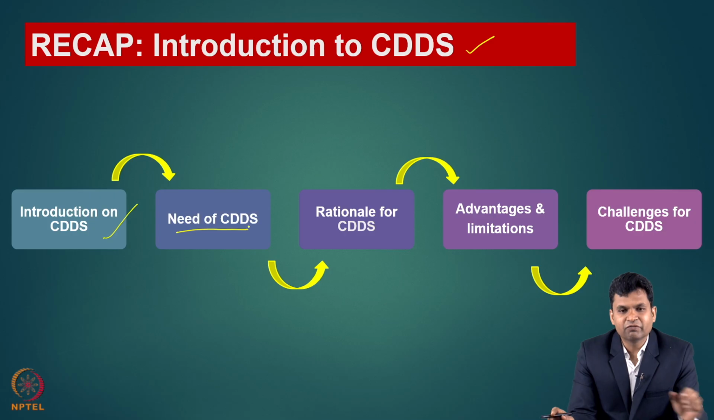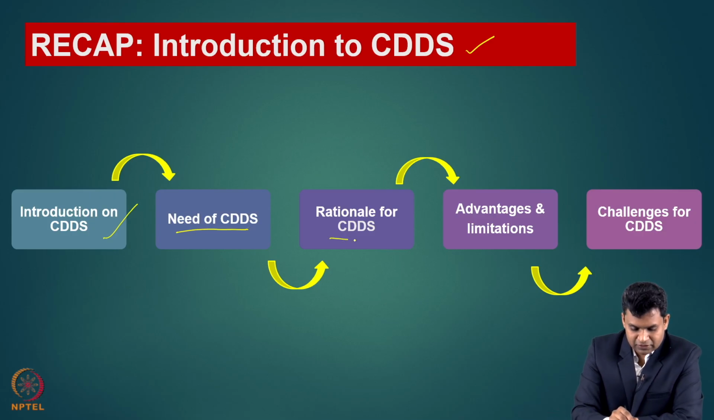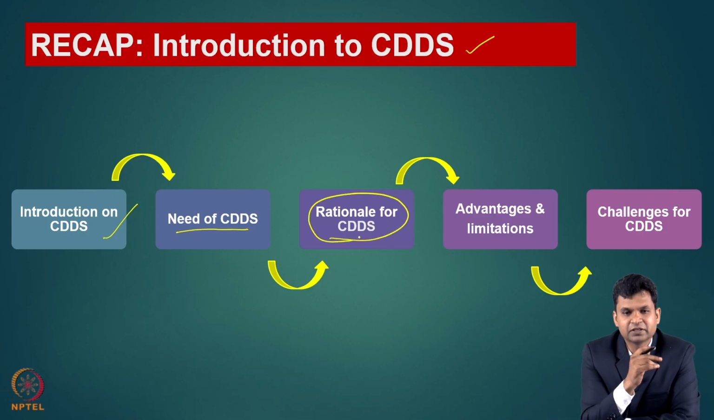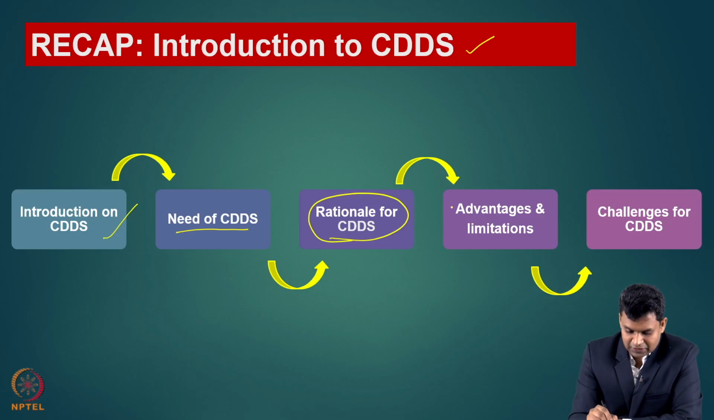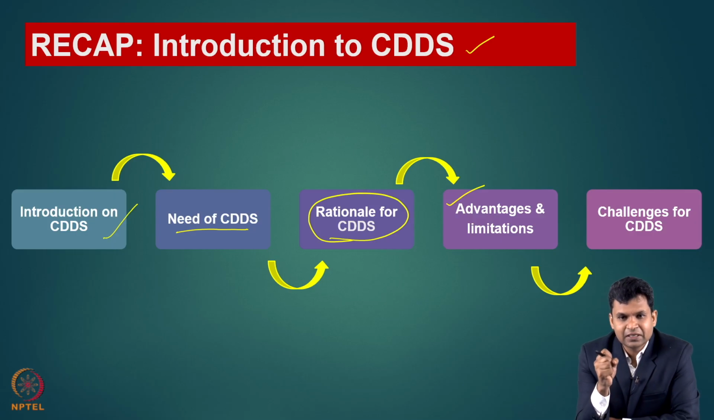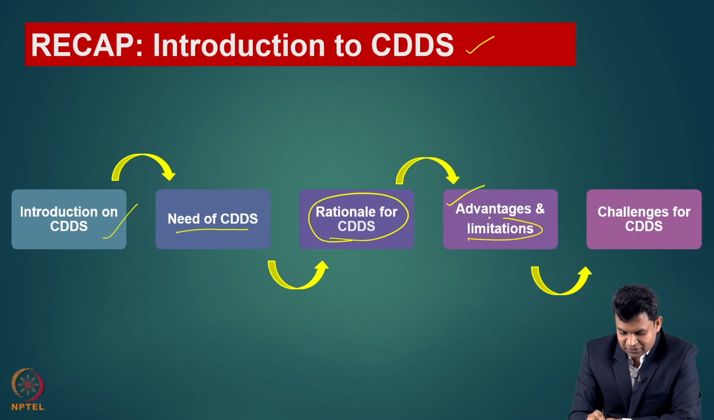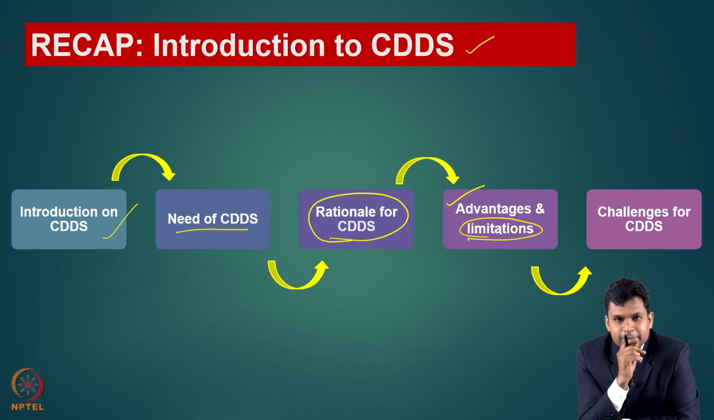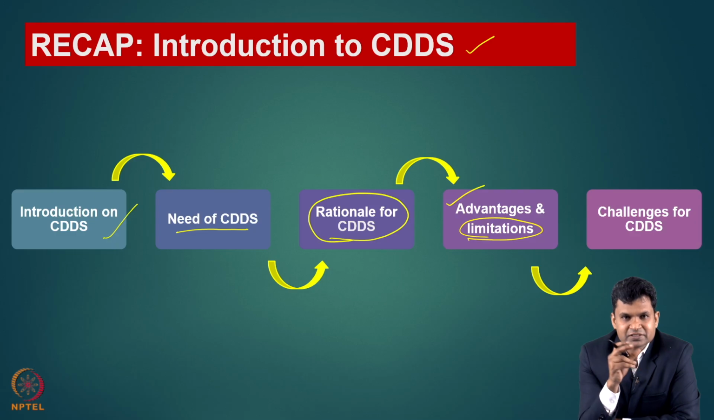And further, we focused on the rationale for developing controlled drug delivery systems. After that, we saw the advantages in terms of reducing the dose and the dosing frequency, and improving patient compliance and also patient convenience. And then we saw some of the limitations, which are dose dumping and the high cost, and some other parameters we discussed.